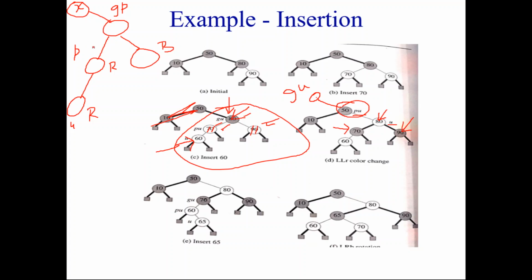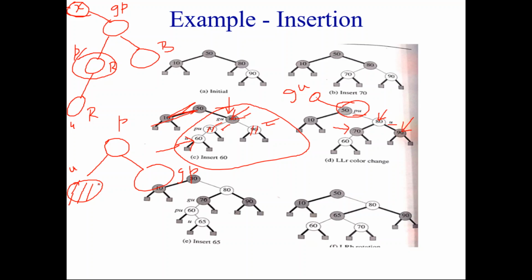Now what I'm trying to say is, when you perform the rotation, this node becomes the root of the subtree. So after rotation it will become something like this. P will be here, and U will be here. This is the new node U. And GP will be here. Now U is red color. We cannot change this color, because it's a leaf node. A new node should be red in color.